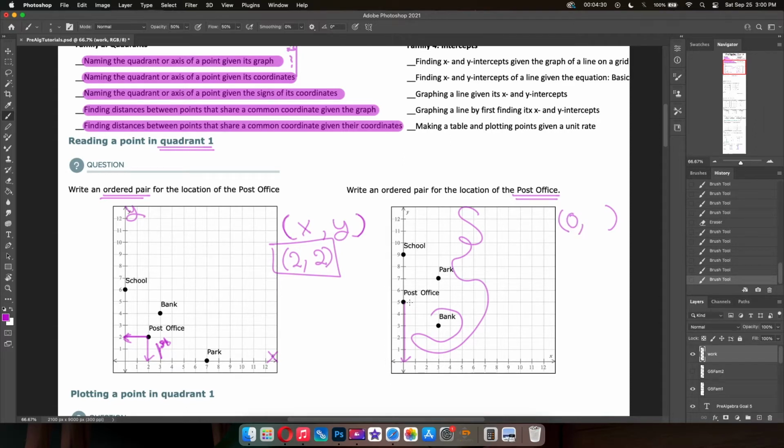And now I look at the y-coordinate. Well, I don't even need to look anywhere. There it is, right there. It's going to be a 5.